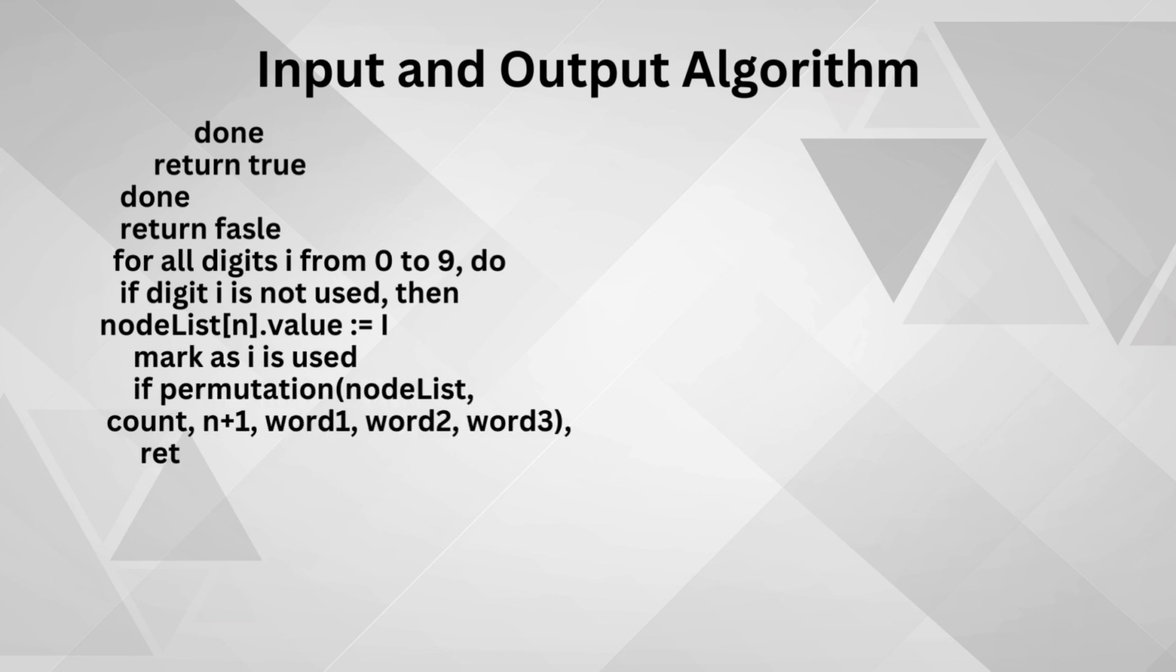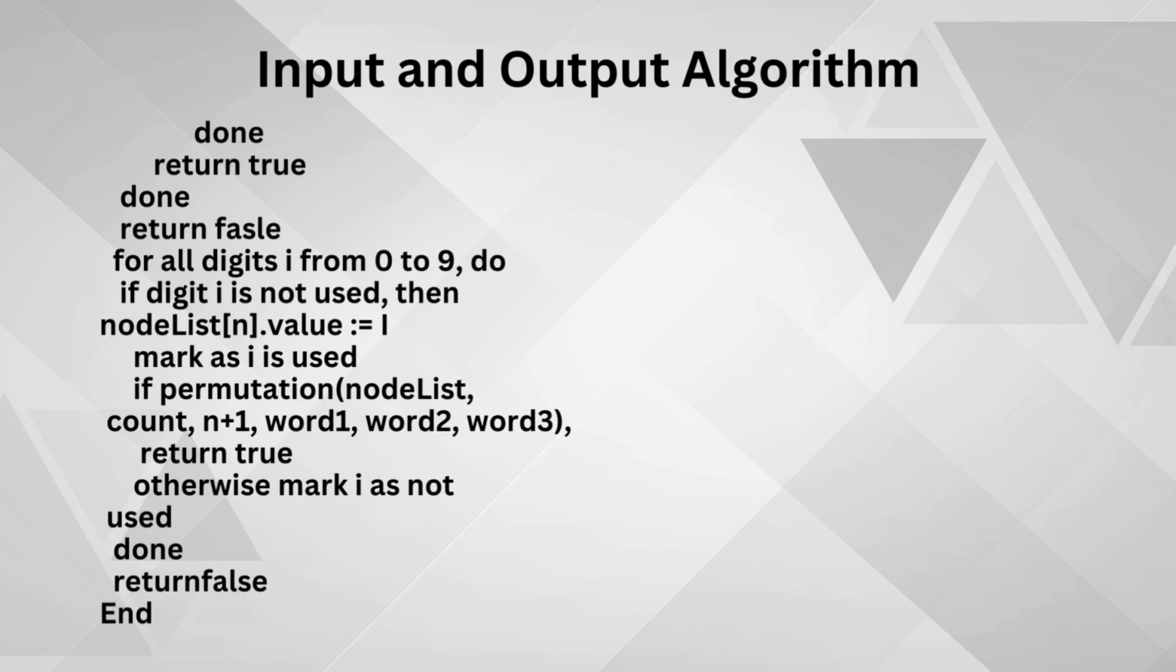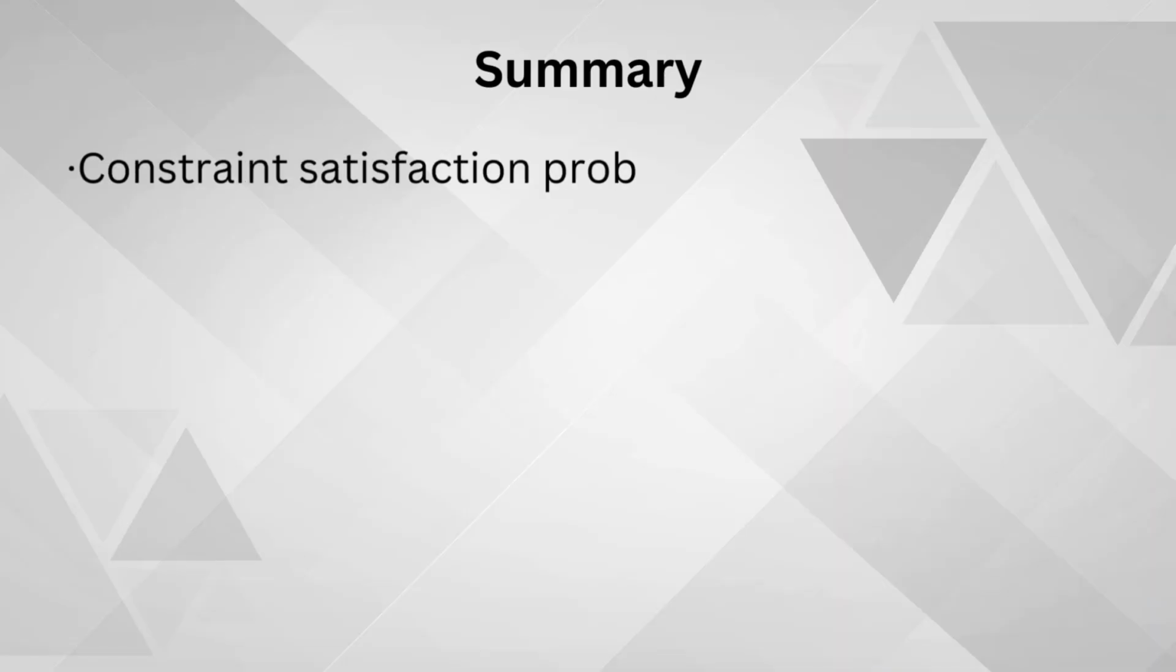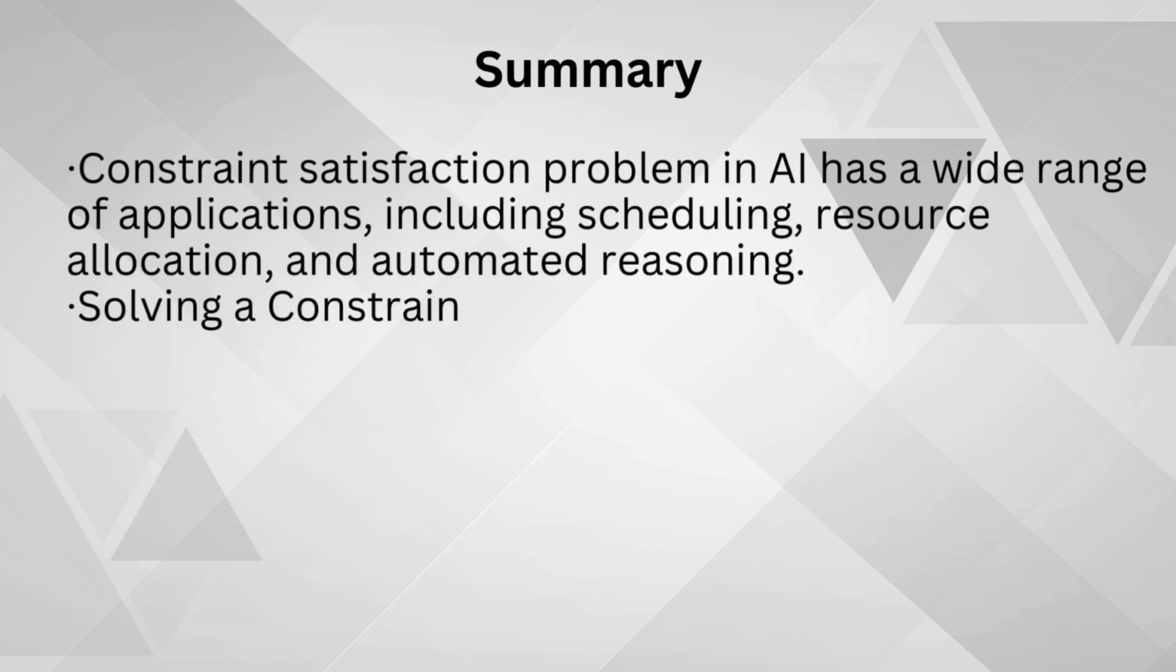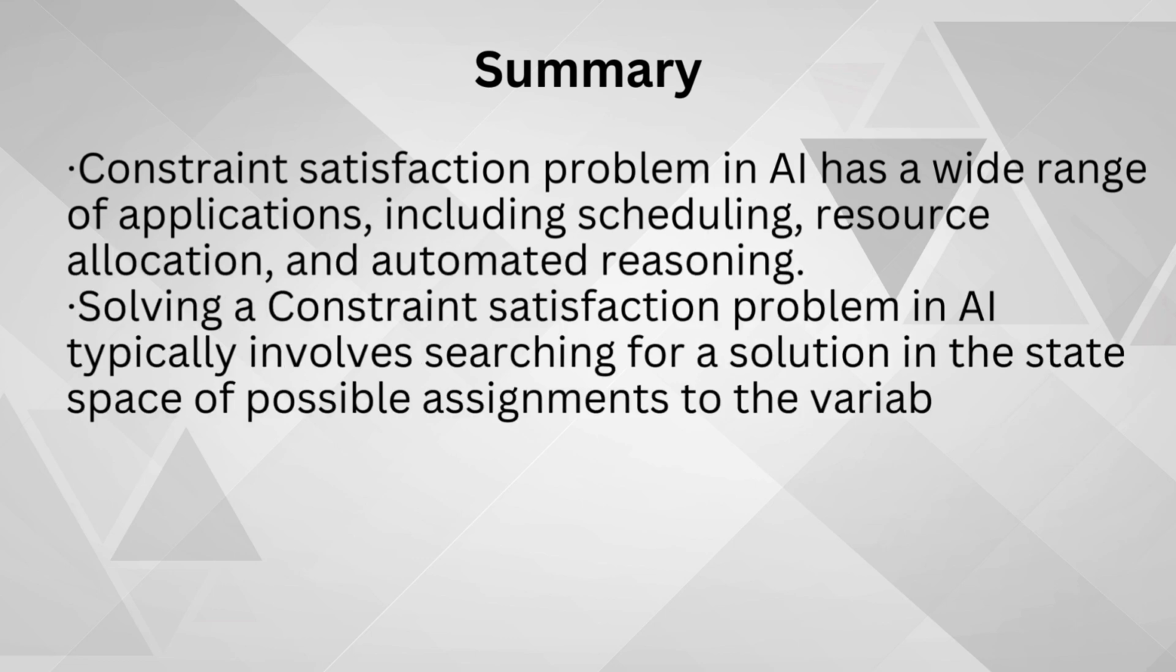For all digits i from 0 to 9, do: if digit i is not used, then nodelist[n].value = i. Mark i as used. If permutation(node list, count, n+1, word 1, word 2, word 3) returns true, return true, otherwise mark i as not used. Done. Return false. End.